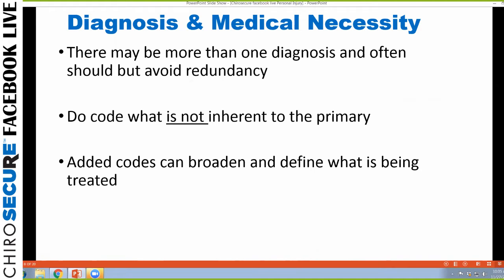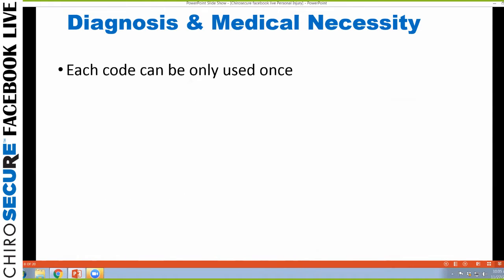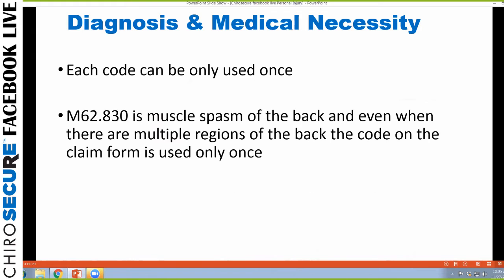However, added codes can broaden and define what's going on. Think of how many times, again, a patient will have a pretty significant whiplash, reversal of curvature, muscle spasm. Muscle spasm is not inherent to a sprain strain. Therefore, when there's significant muscle spasm, it should be indicated. That gives the reason for doing the tissue work you do. So make sure we're adding everything to it. By example, though, muscle spasm can only be used once. The code for muscle spasm is M62.830, and that's muscle spasm of the back specifically.